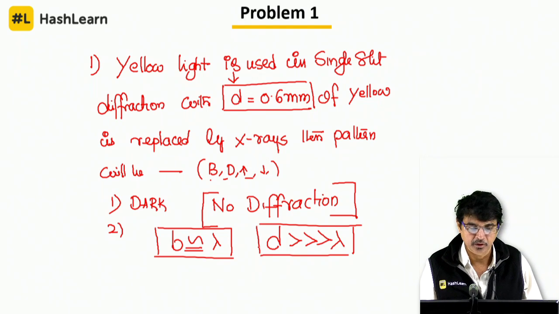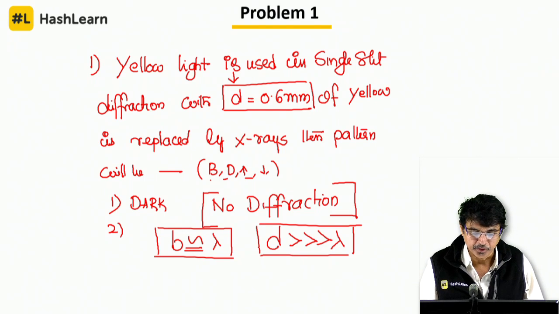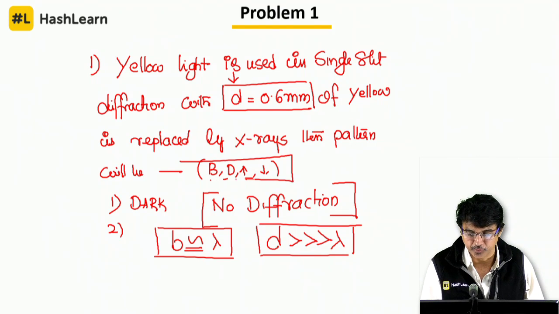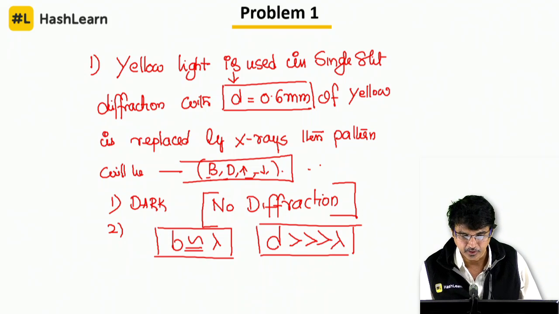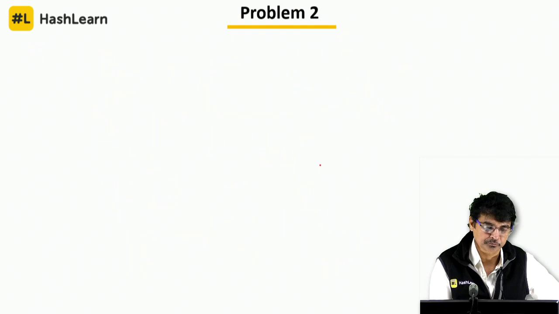Got the clarity? Now I am proceeding to problem number 2. When you observe this problem, I did not give option A, option B, option C, option D. I just mentioned something like rising arrow, falling arrow. It is a conceptual question. Now I am proceeding to question number 2.